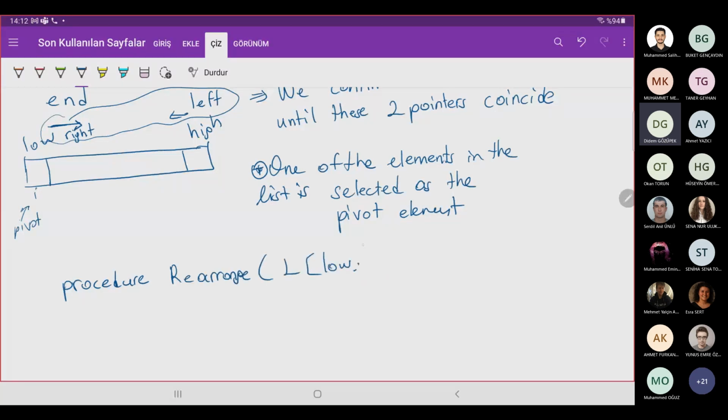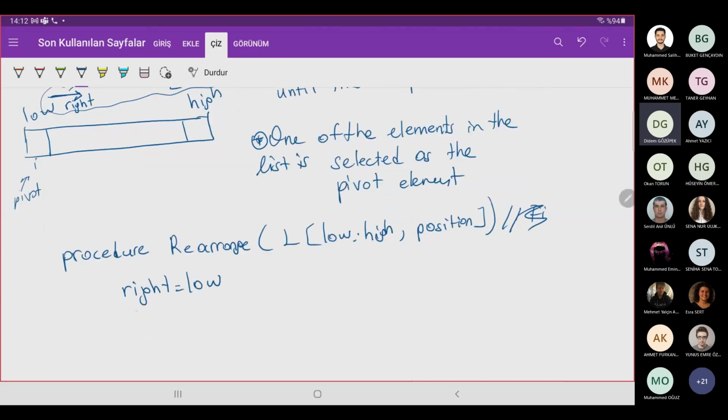L from low to high, and then position finds the proper position of the pivot element. Okay, I'm not going to write that. Right is equal to low means that the right pointer starts from the leftmost index, okay?